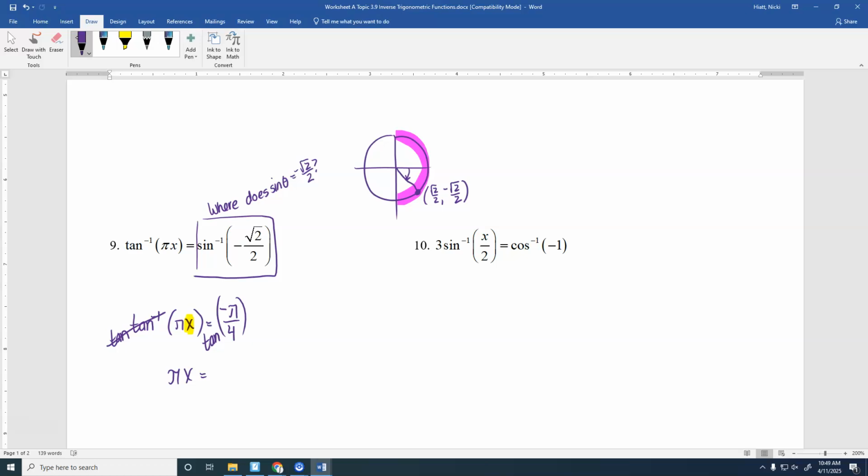So tangent of negative pi over 4 is not on the unit circle, because tangent is not on the unit circle. But how do I find tangent of negative pi over 4? Y over x. So I will have negative square root of 2 over 2 divided by positive square root of 2 over 2. And that is just going to give me negative 1.